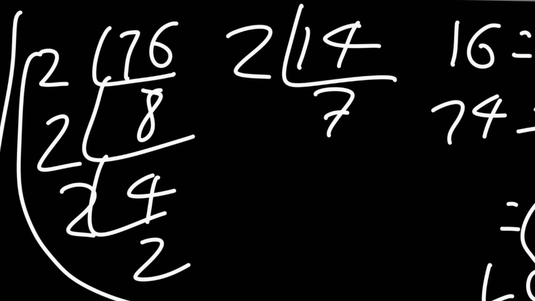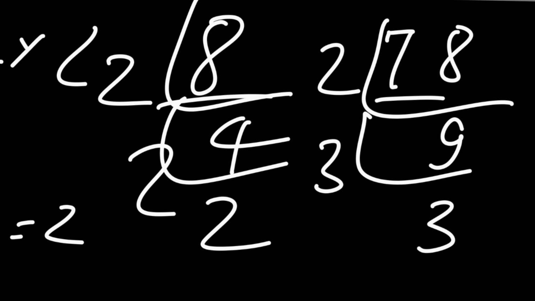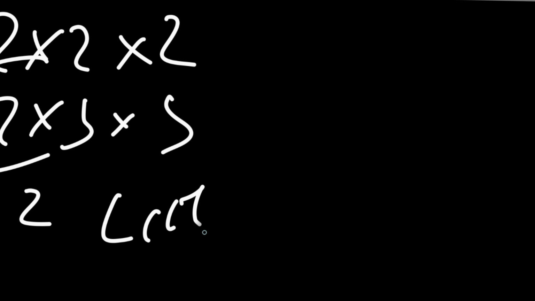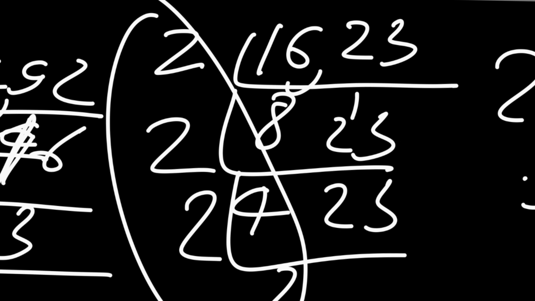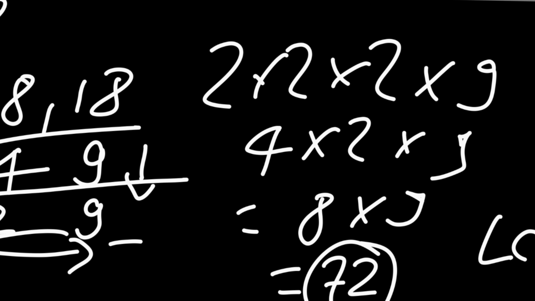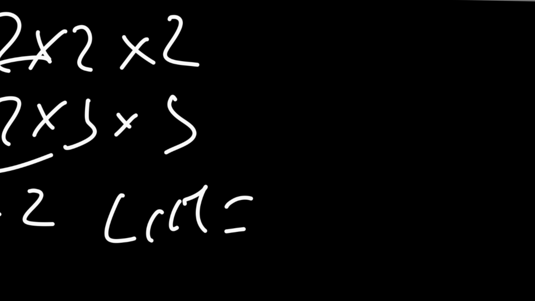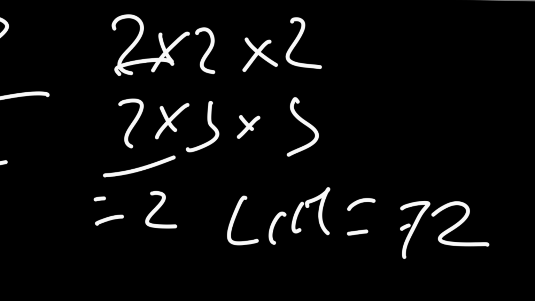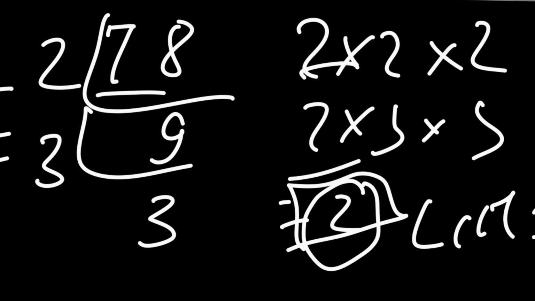I think yes. HCF of 8 and 18 is 2, and LCM is what? LCM of 8 and 18 is 72. Okay. So lowest common multiple is 72 and highest common factor is 2 for 18 and 8.